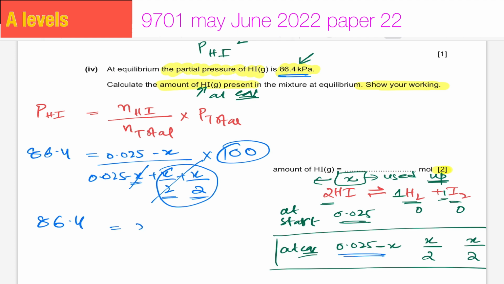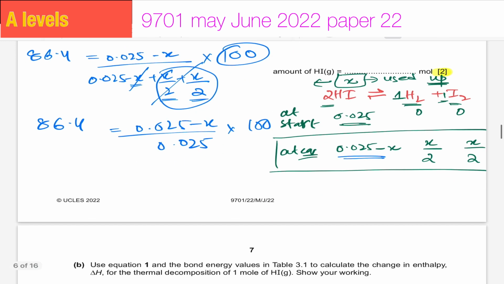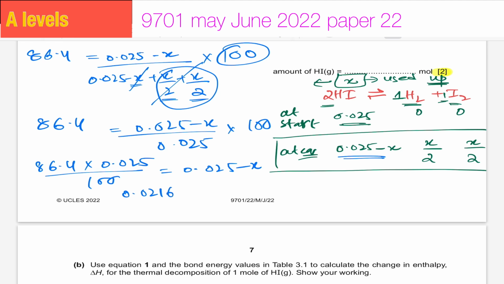86.4 is equal to (0.025 minus X) upon 0.025 into 100. So that would be equal to 86.4 into 0.025 upon 100 is equal to 0.025 minus X. So 86.4 into 0.025 divided by 100, that is 0.0216, is equal to 0.025 minus X.